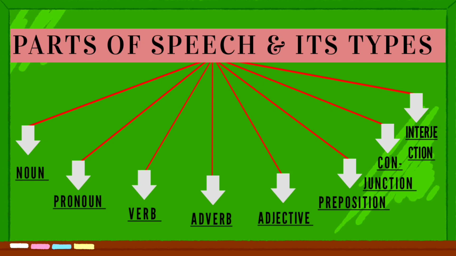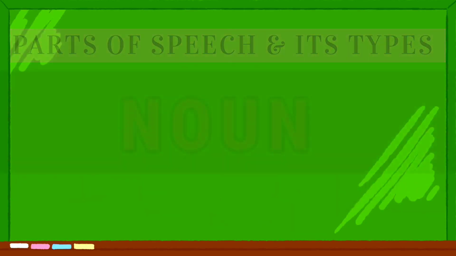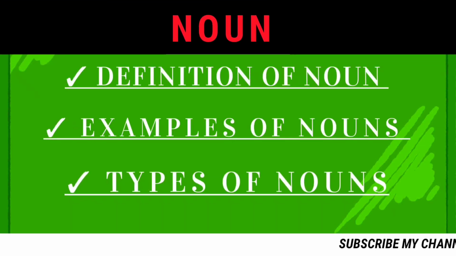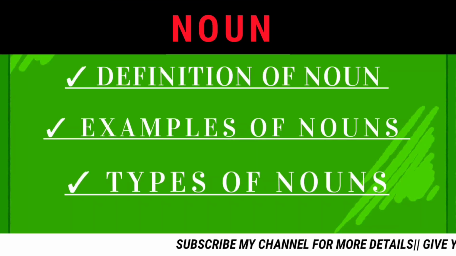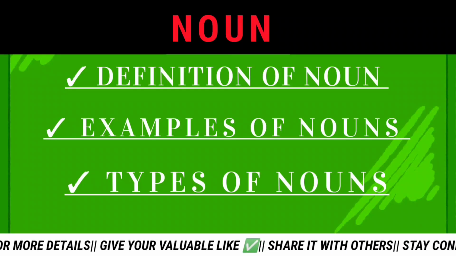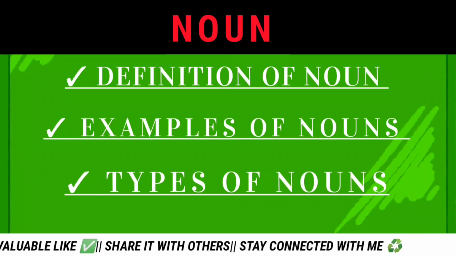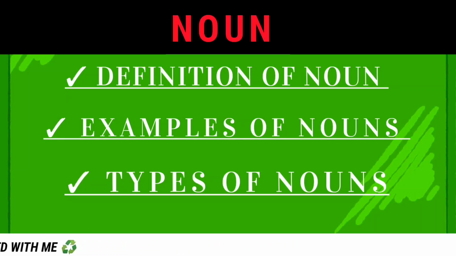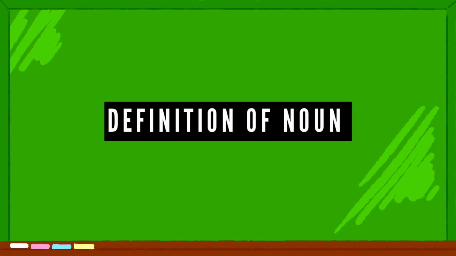So let's delve into the topic of noun to know all about it thoroughly. At first, I shall teach you about noun under the parts of speech in English. And my 3 objectives here: first, definition of noun; second, examples of nouns; and third, types of noun. And in this video today, I am going to explain all of them one by one without skipping any part. So first is the definition of noun.